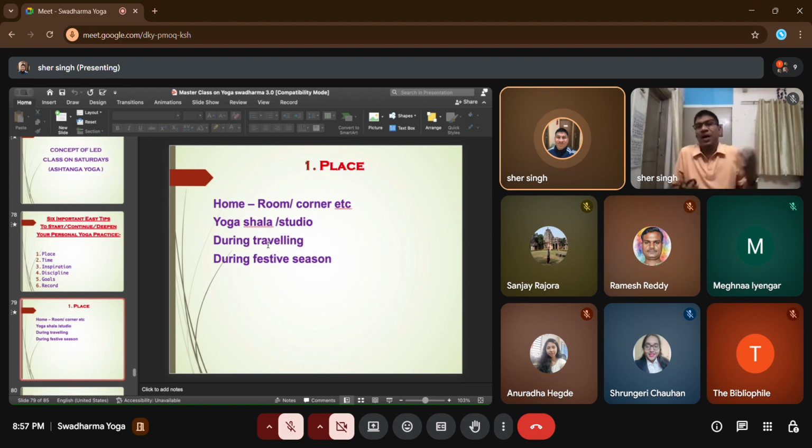I have 2-3 yoga mats. My traveling yoga mat is different, which folds easily and stays in the bag. The one at home is different, which you can roll down. When you work on this, you can ask me and I can share all these tips. So this is how the place is important.